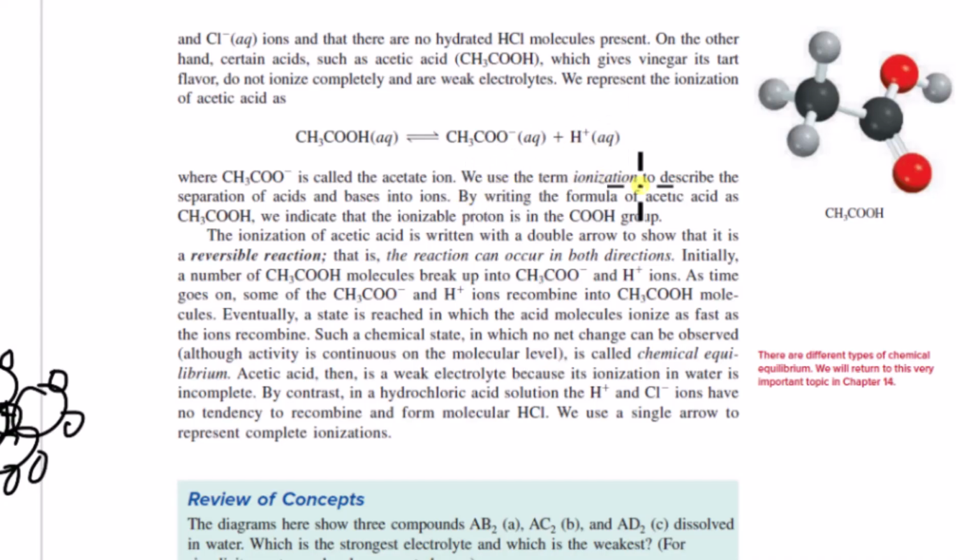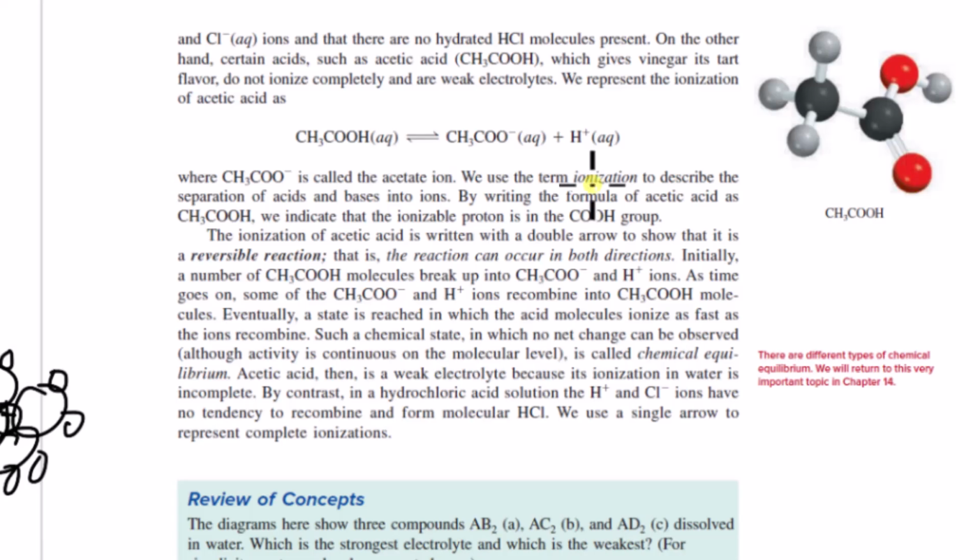We use the term ionization to describe the separation of acids and bases into ions. By writing the formula of acetic acid as CH3COOH, we indicate that the ionizable portion is in the COOH group. Yeah, so they're saying they write acetic acid this way, because why don't you just put C2H4O2, right? I mean, you could do that, but it's written this way to indicate, look, you have the CH3 and then the COOH, and this is where the H is coming from when it dissolves in water.